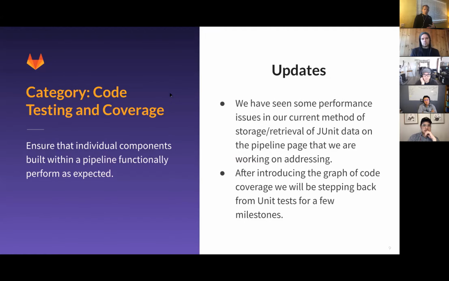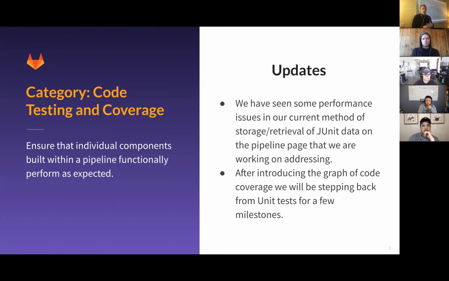Then code testing and coverage. Like I said, we have some performance issues in the current method of parsing out that JUnit data on the pipeline page. There's an epic that is working on that. And after that, introducing, we've talked about the graphing of the code coverage. I say here we'll be stepping back from unit tests for a few milestones, which isn't 100% correct. We do have that follow-on epic around the JUnit report to make that, again, a little bit more functional.